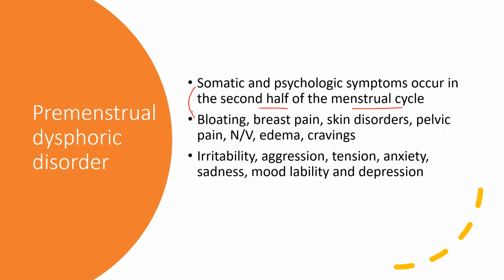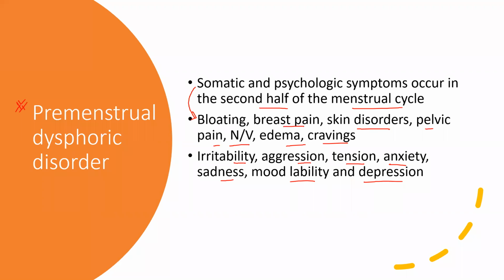So the somatic symptoms are bloating, pain in the breast, skin disorders, pelvic pain, nausea and vomiting, edema, and a little of cravings. The lady will get it. Now coming to the psychological symptoms, symptoms like irritability, aggression, tension, anxiety, sadness, mood lability as well as depression. So these are nothing but the mood changes and the physical changes that occur during the second half of the menstrual cycle. Okay, that is termed as premenstrual dysphoric disorder.